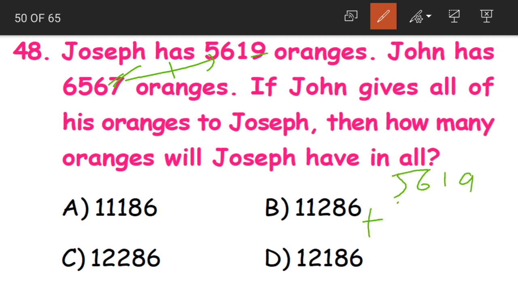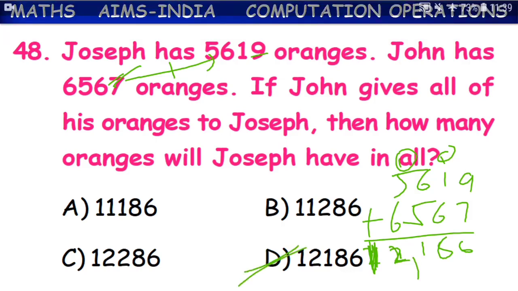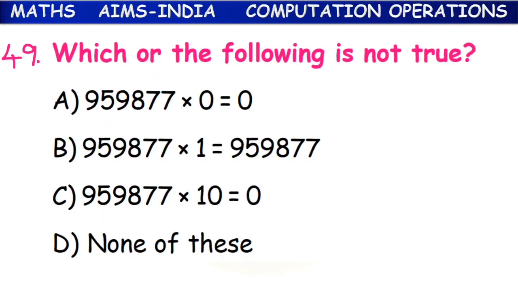5619 plus 6567 becomes what? 16, 8, 11, again 12. Yes, 6 plus 6 is 12. So what is the answer? 12,186, option D. We've already done this, right children? So I have explained it very quickly.